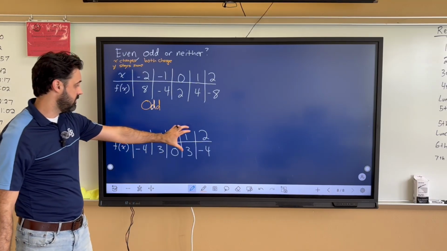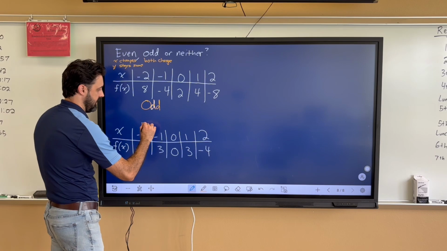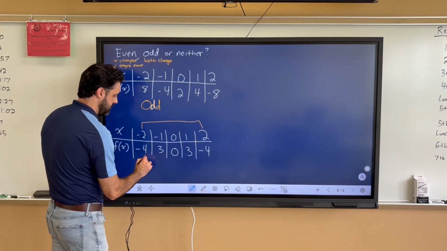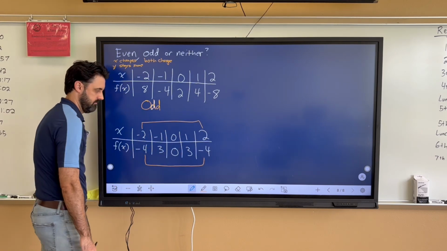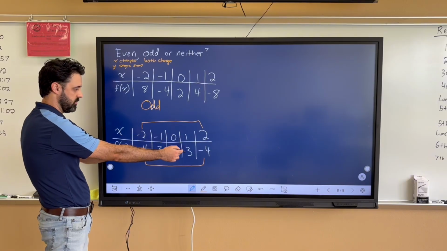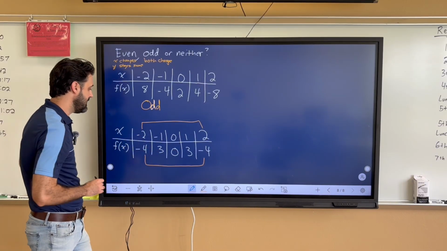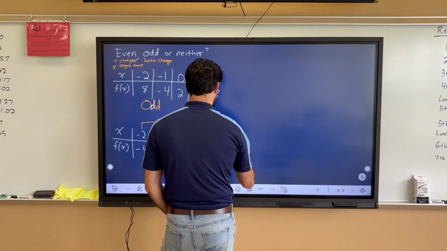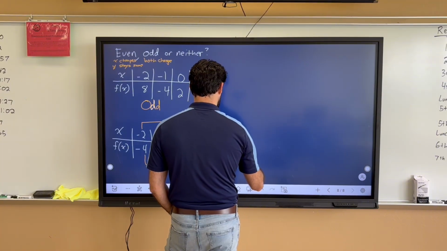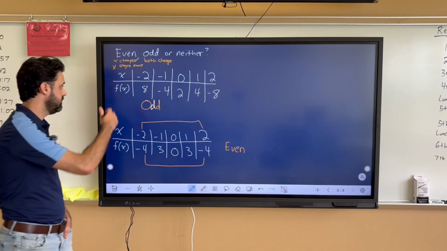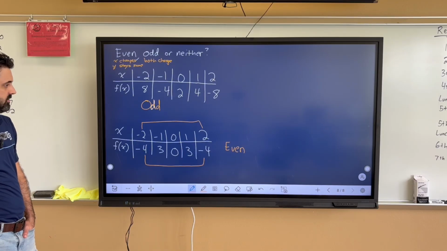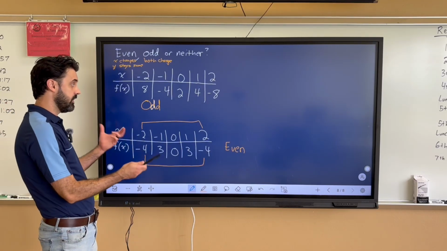Now, down here, when x changes sign, our y's stay the same. And same thing here, when x changes signs, y stays the same. So that's going to be an even function. And that was it for those two. So that's it for even and odd functions.